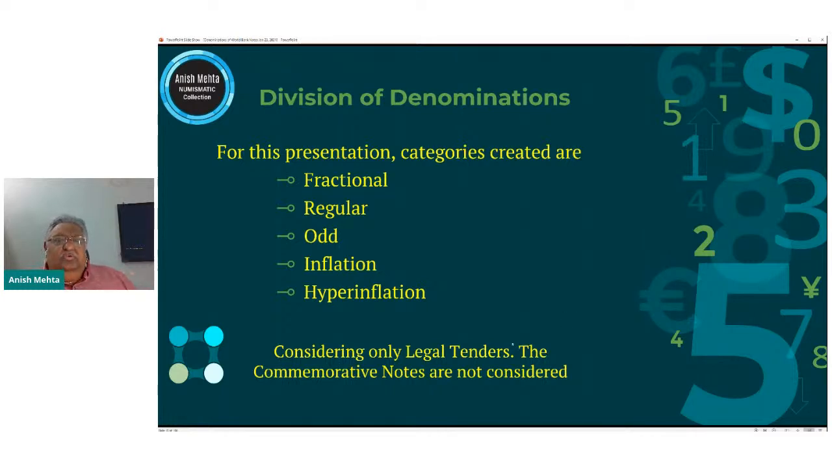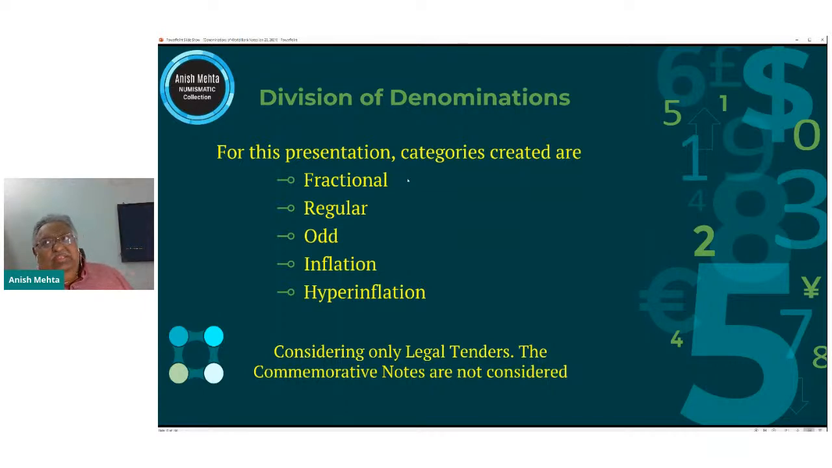Now, what I would like to do is show you the different denomination banknotes which are in my collection, to give you an overview of the types of notes which have been printed over the years in various countries. I have categorized these into five different categories. The first one is fractional. Fractionals are those notes which are less than the denomination one.